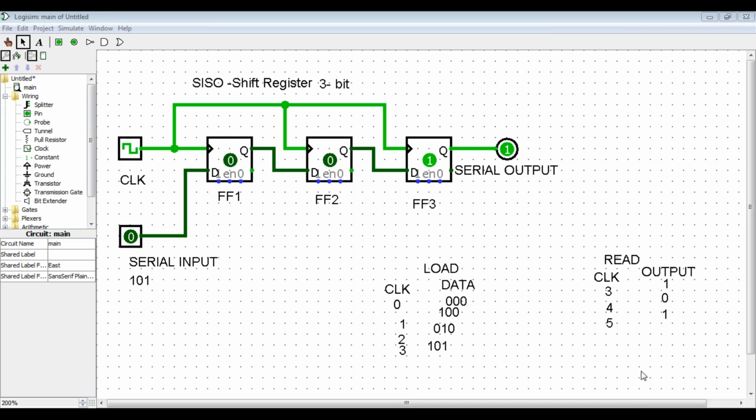Students, are you able to understand serial in, serial out? Reply through chat. Thanks for your response. I will give you the recorded video link, and later you can execute it. If you have any doubt, you can text to my number and I will solve your doubts. Next we are going to see parallel in, parallel out shift registers.